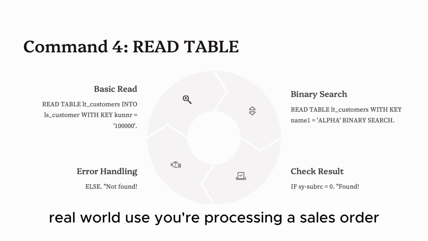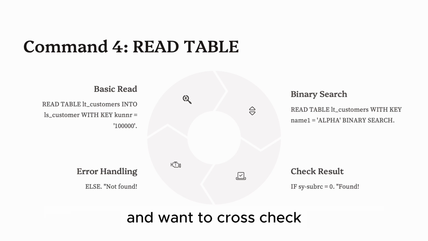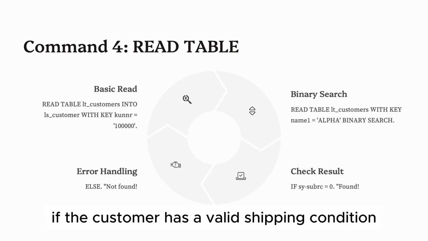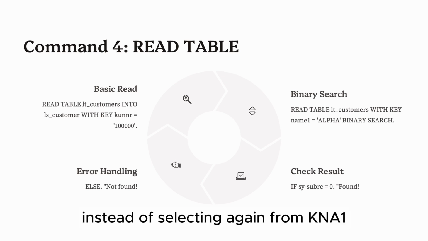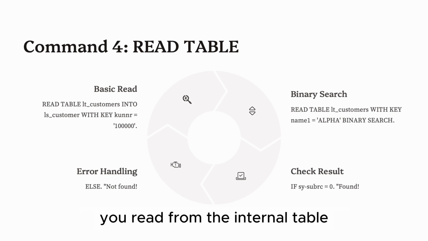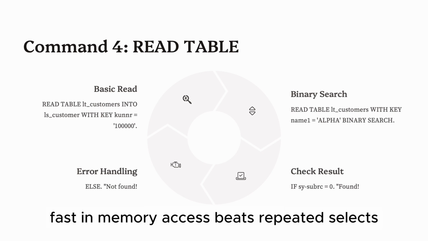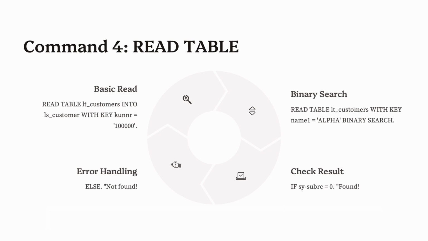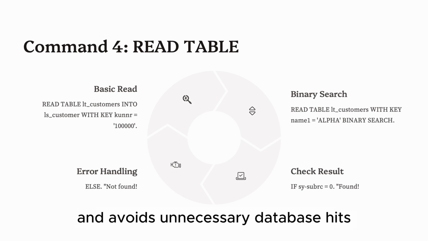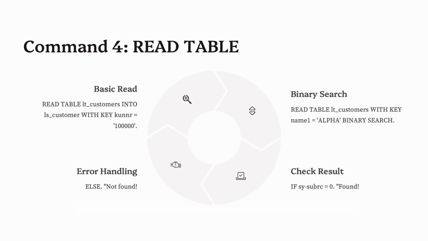Real-world use. You're processing a sales order and want to cross-check if the customer has a valid shipping condition. Instead of selecting again from KNA1, you read from the internal table. Why it's important. Fast, in-memory access beats repeated selects. READ TABLE ensures performance and avoids unnecessary database hits.